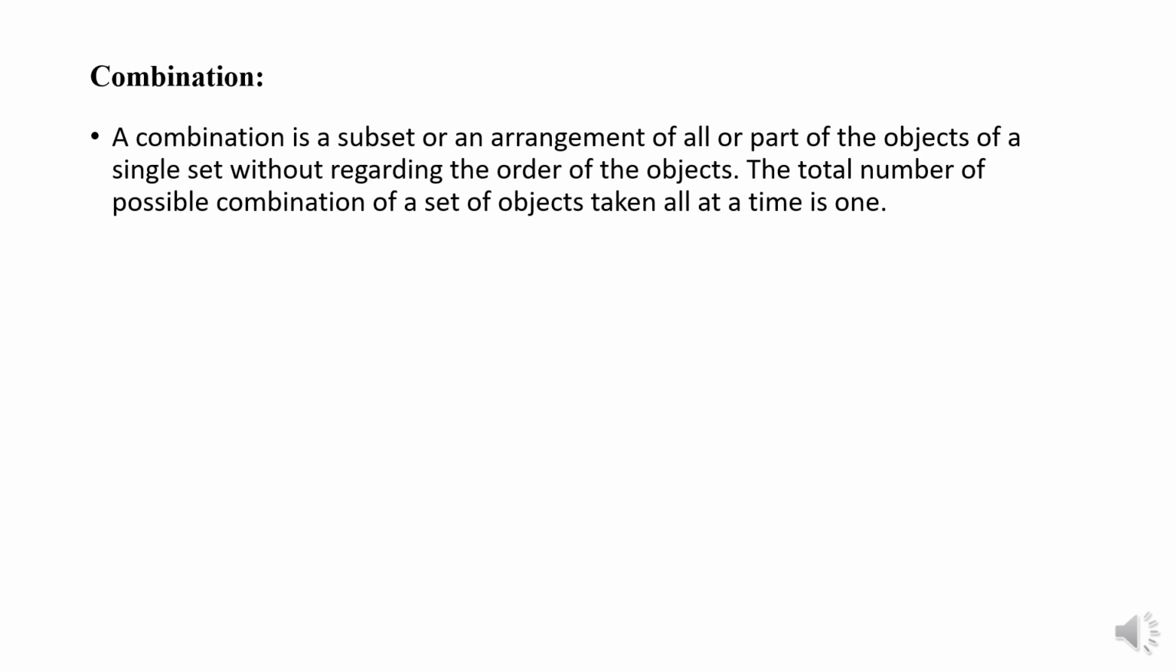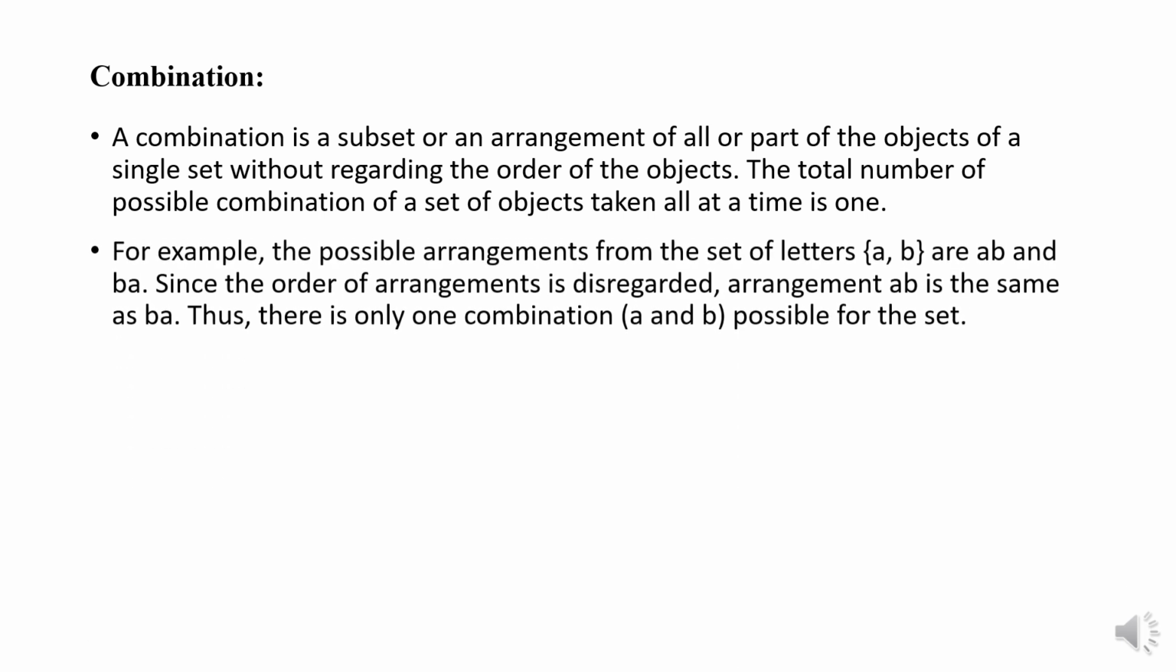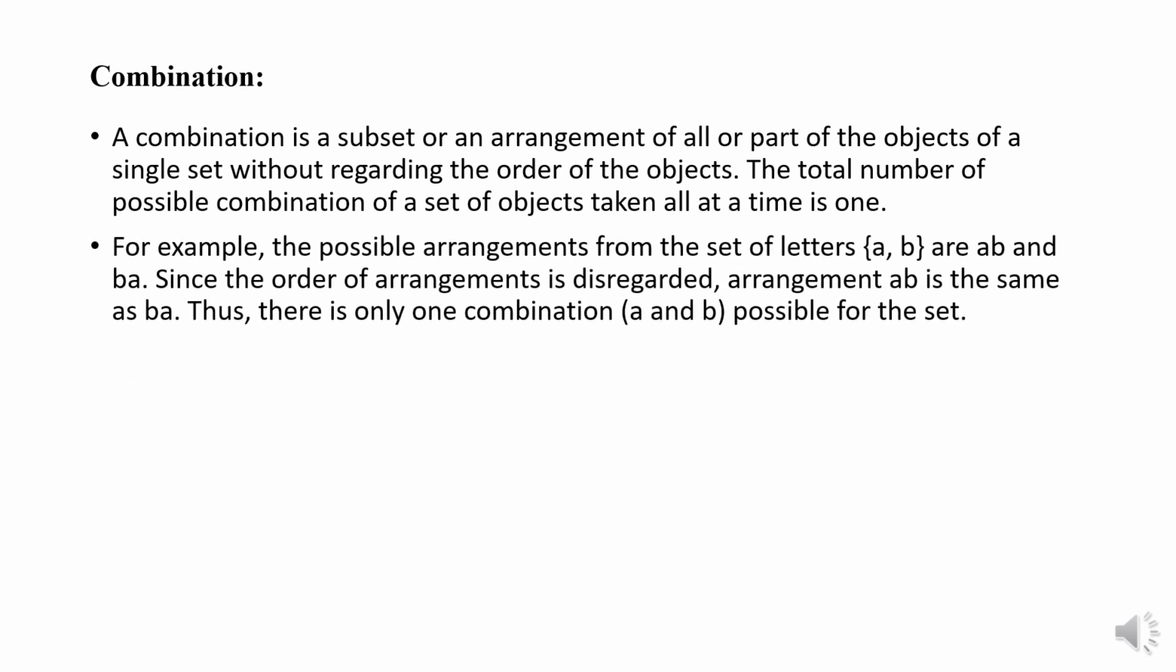Our topic today is combination. So what is combination? A combination is a subset or an arrangement of all or part of the objects of a single set without regarding the order of the objects. The total number of possible combinations of a set of objects taken all at a time is 1. For example, the possible arrangements from the set of letters AB are AB and BA. Since the order of arrangement is disregarded, arrangement AB is the same as BA. Thus, there is only one combination, A and B, possible for the set.